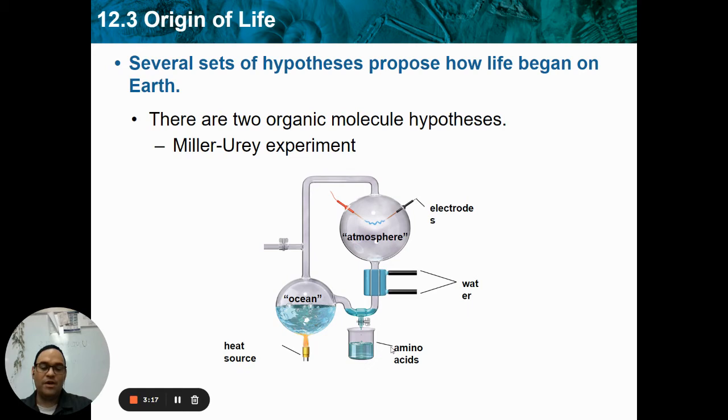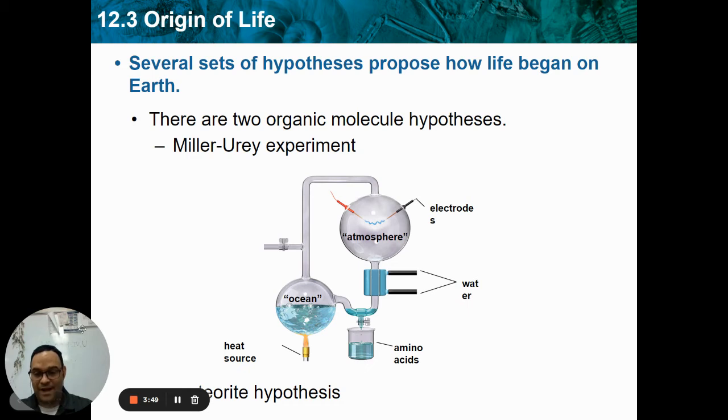And what they found was things like amino acids, nucleotides, and monosaccharides. These are the building blocks of carbohydrates, proteins, and nucleic acids. So if you're able to build these organic things from the conditions on Earth, then the idea is, well, maybe these things spontaneously came about.